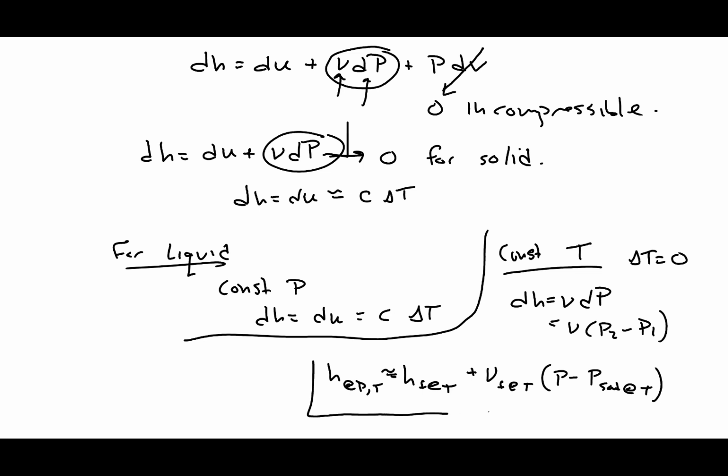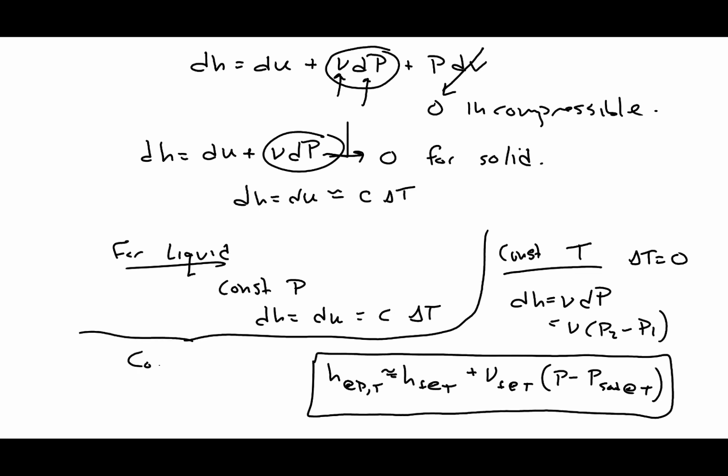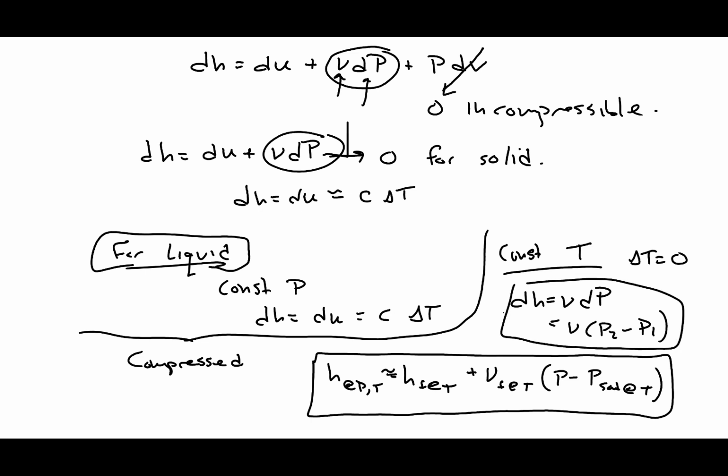So you might recognize this from an earlier chapter. Remember, for a compressed liquid, which is basically what we're looking at here, if we didn't have data available, say we didn't have a compressed liquid table to look at, we could make an assumption that the enthalpy was equal to the enthalpy of the saturated liquid at that temperature plus the specific volume of a saturated liquid at that temperature multiplied by P minus P sat. And so this equation is the reason why we can make this assumption.